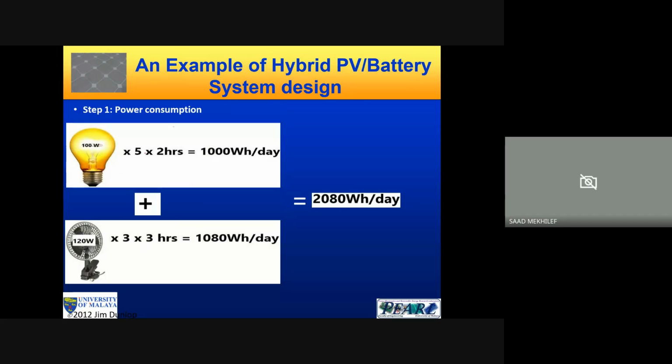Then we calculate, for example, 5 times 2 times 100, so it's around 1,000 watt-hour per day of energy consumption. These 3 fans, which operate for 3 hours, consume around 1,080 watt-hours. So the total is around 2,080 watt-hour per day. That's the total energy consumption per day, or we can say 2.08 kilowatt-hour per day.